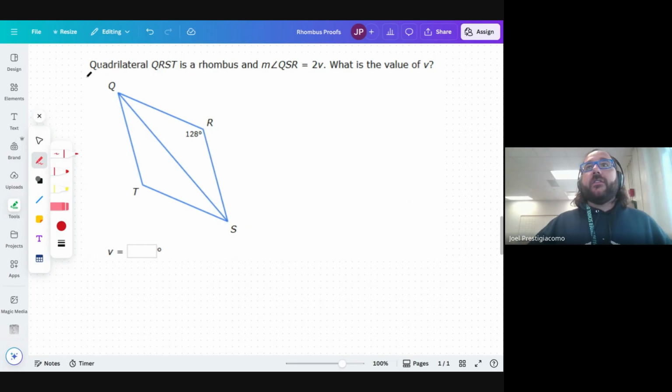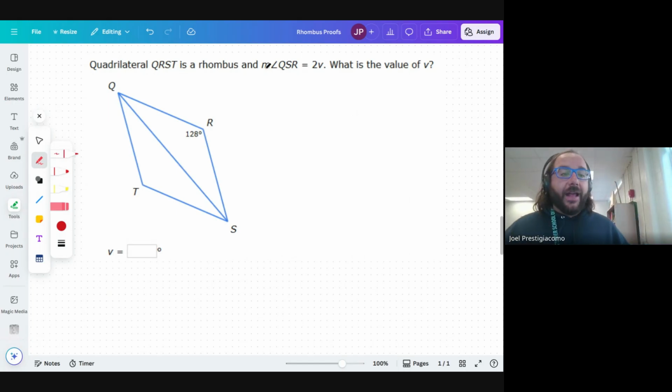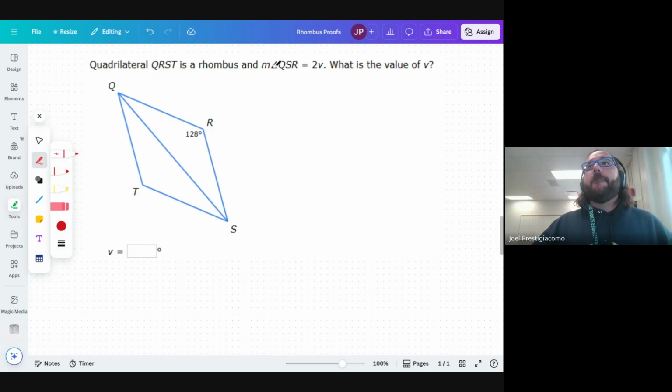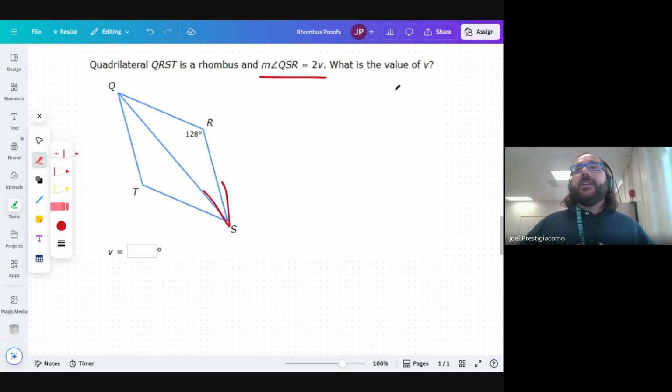Okay, so let's check this out. If we have a quadrilateral right here, and they tell us this is a rhombus, so we know that has to be one. That tells us all those properties we just talked about. The measurement of QSR, so this angle here, is 2V. So what is the value of V? Okay, so how do I go about this?